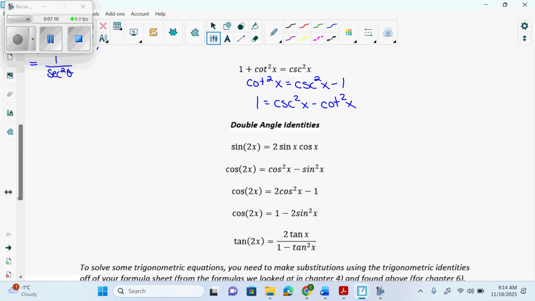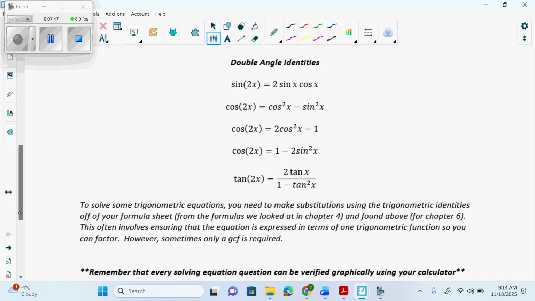Cos 2x is the harder one because you have 3 options. It's just replacing other numbers, like I replace the cos squared x with 1 minus sine squared x, and I can get this. And when I replace the sine squared x with 1 minus cos squared x, I can get that. It's just using the Pythagorean identities in this original one to rearrange it and get the other 2. So there are technically 3 you can choose from. 3 gives us more options, which is great, but now I have options, which is not great. I actually have to figure out which one to do. So sometimes you look at the rest of the equation to figure out which one would be better to use. Okay? So, to solve some trig equations, you need to make substitutions using the trigonometric identities off your formula sheet.